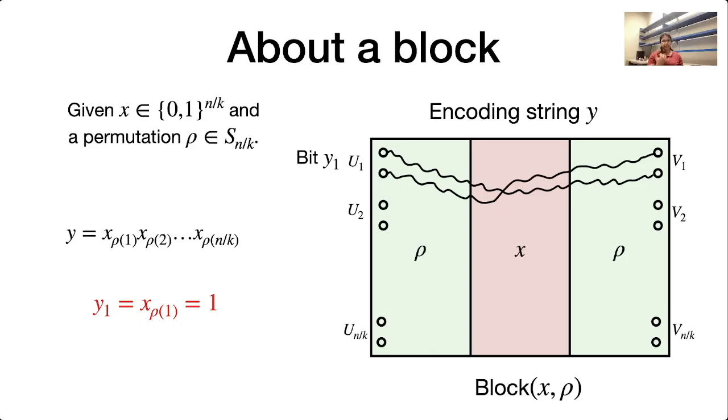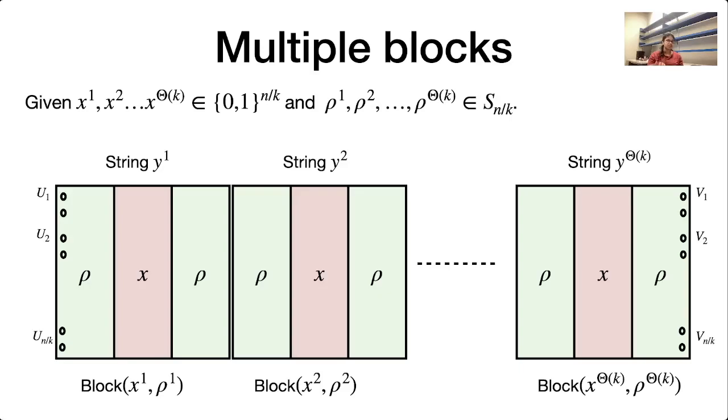The same way, each such pair ui and vi is going to encode bit yi of this new string. And we're going to construct gadgets for rho so that this can happen. What we're going to do next is put multiple such blocks together based on different strings and permutations. We're given theta of k strings, x1, x2 and so on till x theta of k, all of length n over k, and we're again given theta of k permutations. We're going to construct blocks with each such string and permutation, x1 rho 1, x2 rho 2 and so on till the last pair.